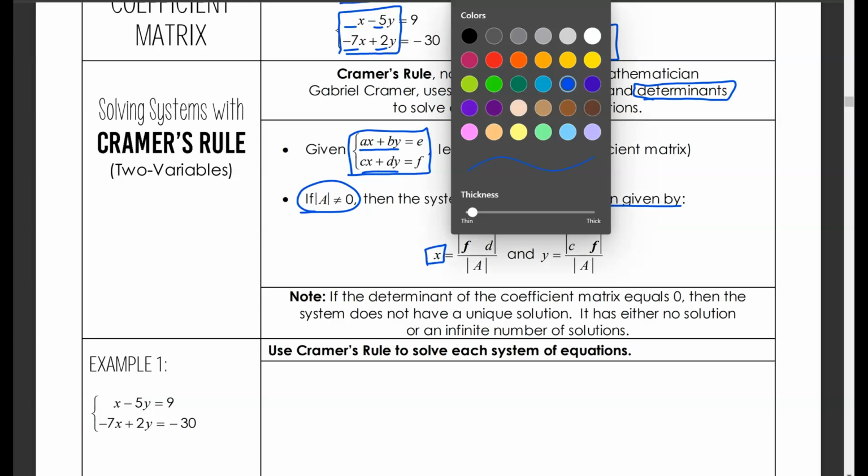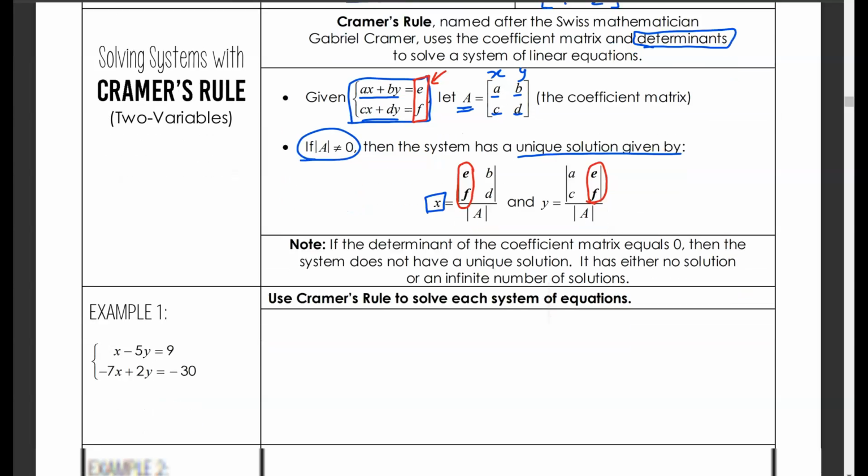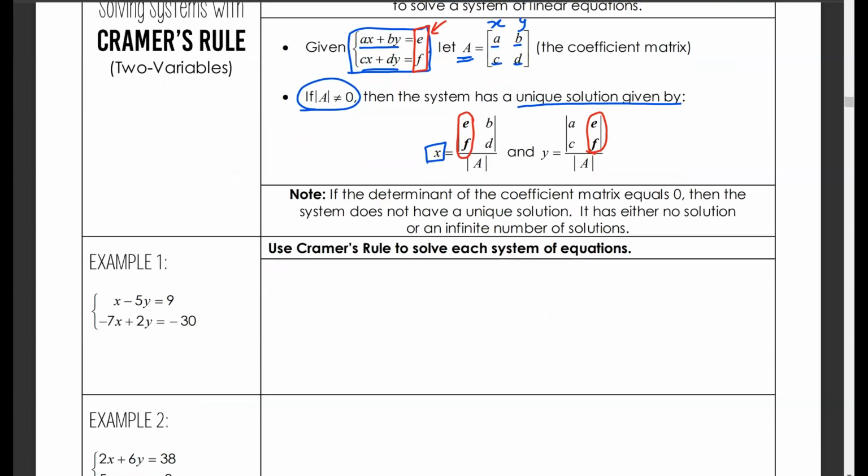For x, notice how we swapped out the x values for E and F, which are the solutions to our system. Those were the results. So for x, it's going to be the determinant of that matrix, with E and F in the first column, over the determinant of A. And then for y, we swap out the y values for the results of that linear system, and we take the determinant of that divided by the determinant of A. And that gives us the unique solution. So let's go ahead and try it out in a couple of examples.